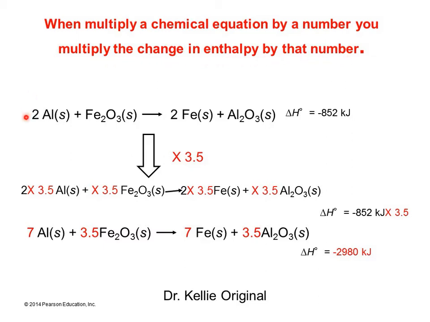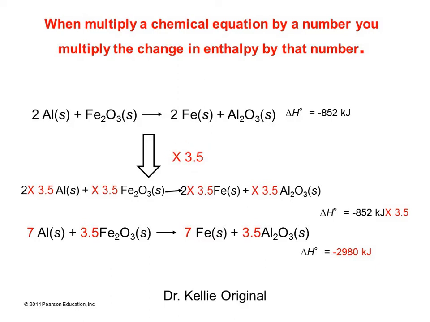So, to start with, I have this generic chemical reaction of aluminum reacting with iron(III) oxide to yield iron and aluminum oxide. And it has a change in enthalpy of negative 852 kilojoules. Let's say I wanted to multiply all the coefficients, and by coefficients, remember, I mean the numbers out in front of the molecules here. Let's say I want to multiply those numbers by 3.5.